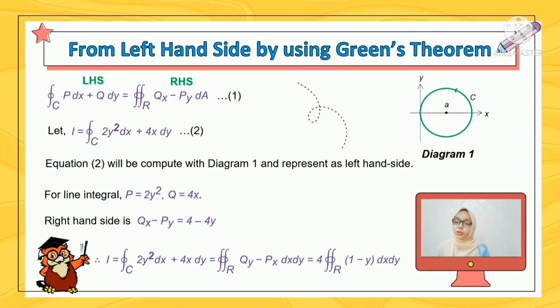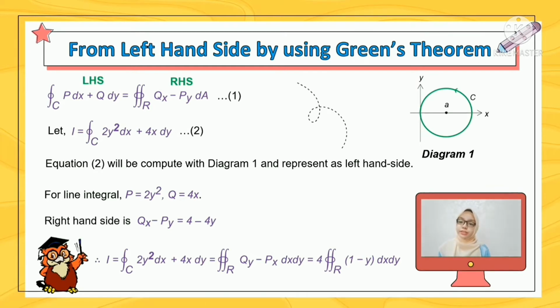Okay, first we will look at the general equation of Green's theorem, which is the integral of P dx plus Q dy equal to the double integral of Qx minus Py dA. And we take one example of the integral equation, which is the integral of 2y squared dx plus 4x dy. This equation is completed with diagram 1 and represents the left-hand side.